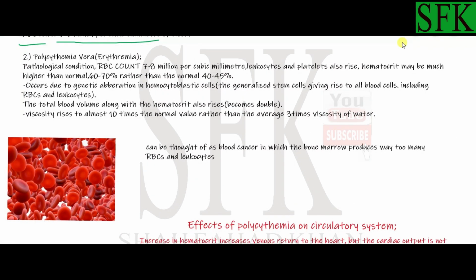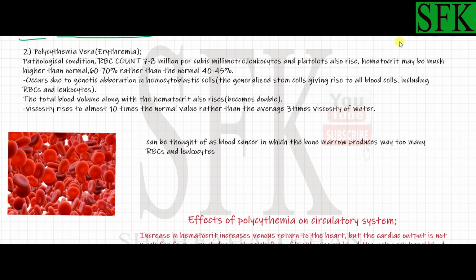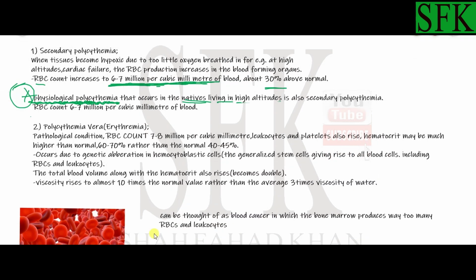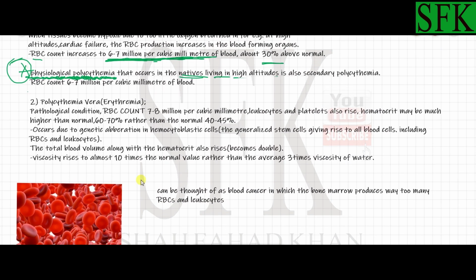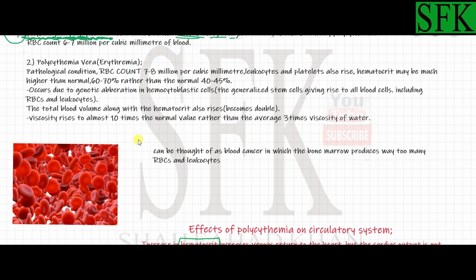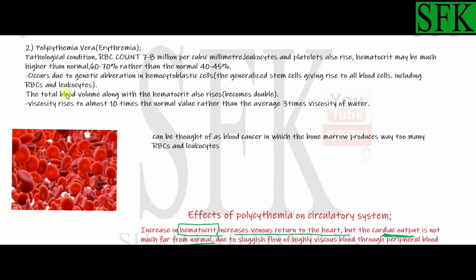Now let's talk about the pathological type of polycythemia, which is known as polycythemia vera, also known as erythremia. Polycythemia vera is a pathological condition in which the red blood cell count increases to approximately 7 to 8 million rather than the average 5 million per cubic millimeter, and the leukocytes and platelets, the other blood components, also increase above their normal value. The hematocrit level also increases to approximately 60 to 70% rather than the normal 40 to 45%.